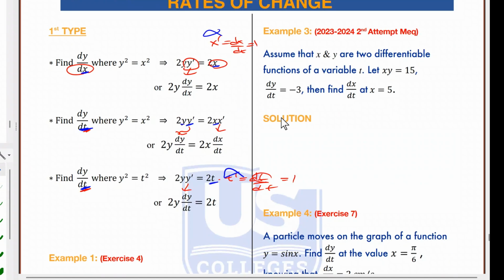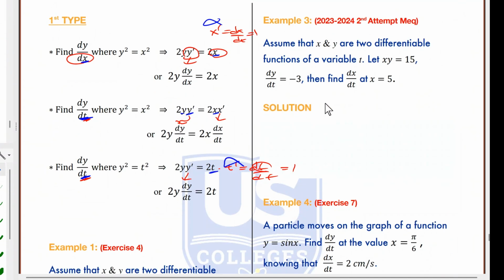Another question. We have a similar exercise question like that. It gave us this function, x times y being equal to 15. We are given y prime. We are asked to find x prime. We are given x. We know y prime. We know x. We don't know x prime, and we don't know y.